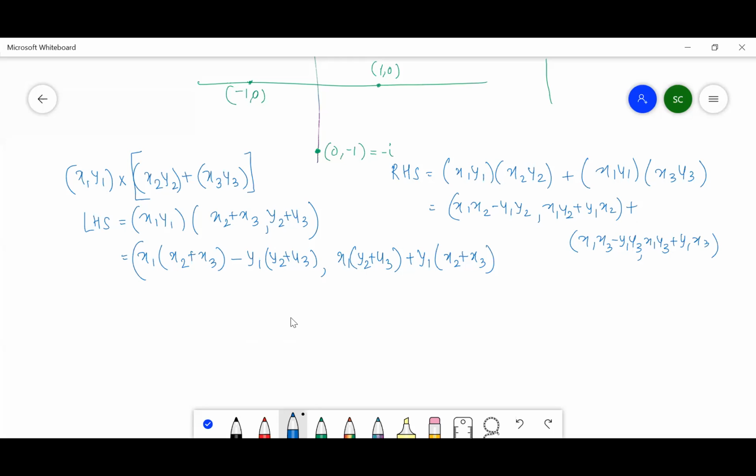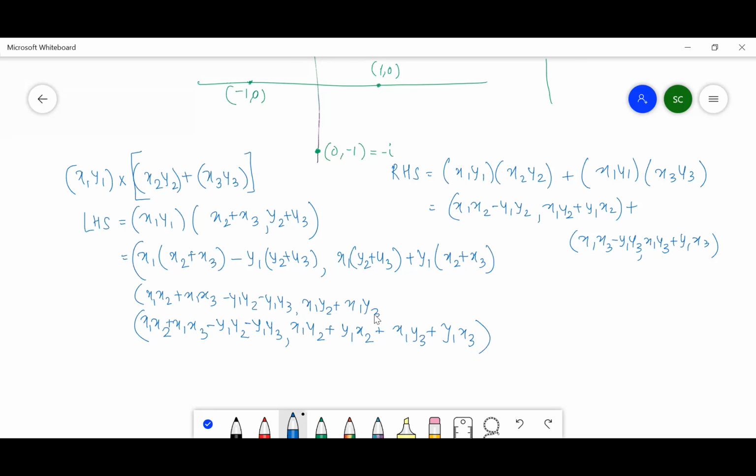Now if we add them, let us write down here. If we add them, we will get x1, x2 plus x1, x3 minus y1, y2 minus y1, y3. That is the first number. And second, x1, y2 plus y1, x2 plus x1, y3 plus y1, x3. Right? And if we expand this, we get exactly the same. Hence D is satisfied.